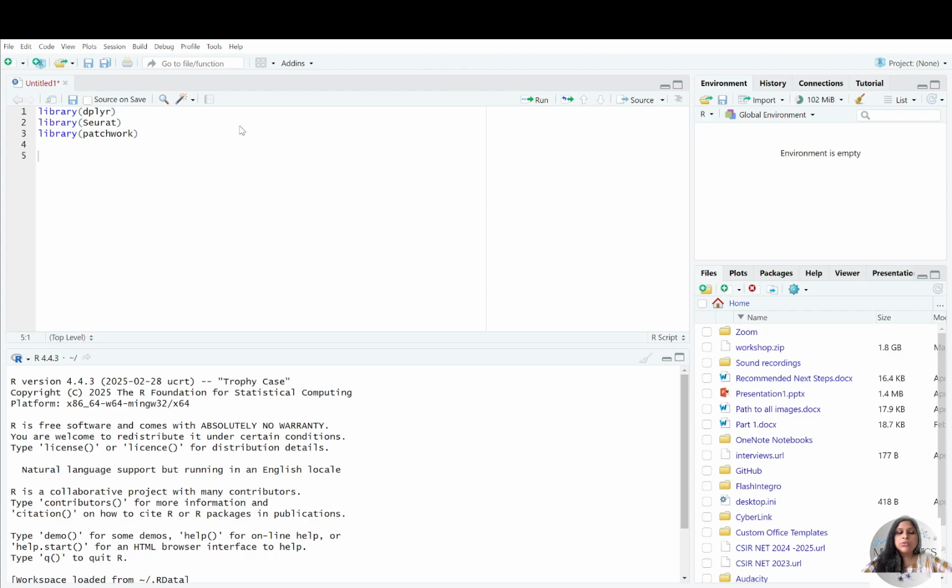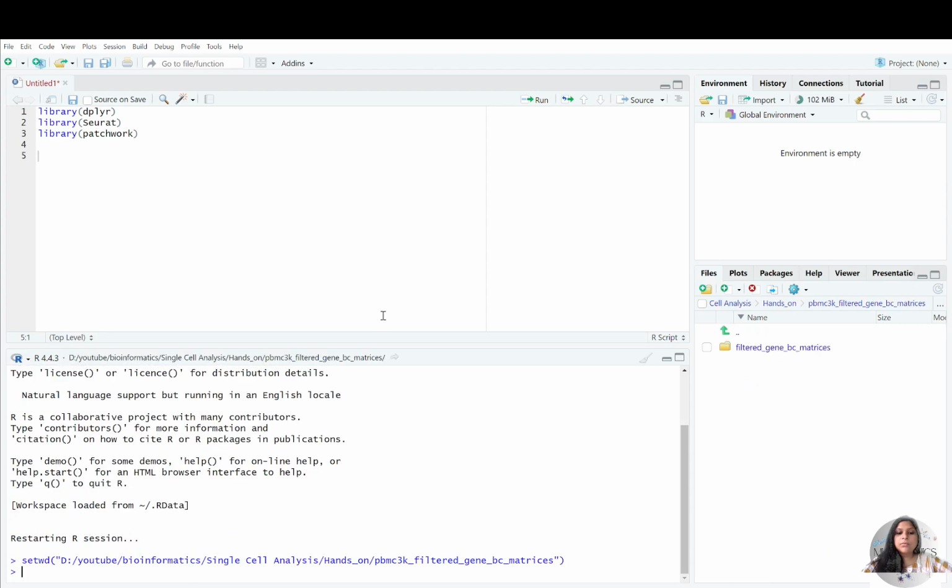Just going through my working directory right now. Right. So here you see the working directory has changed.